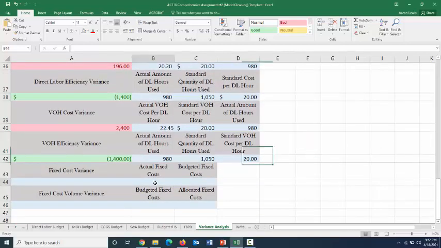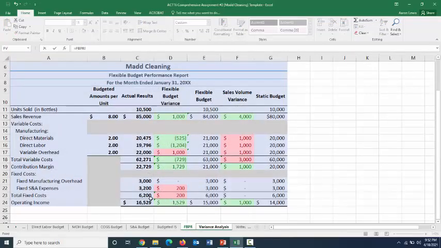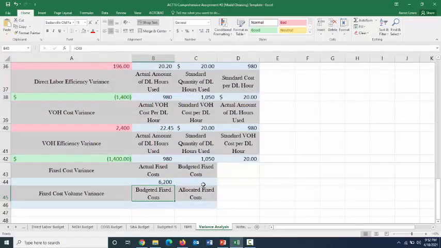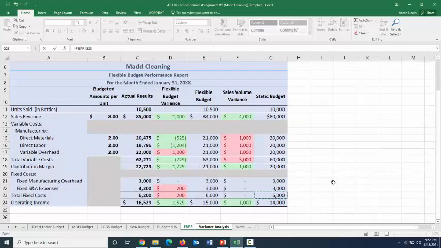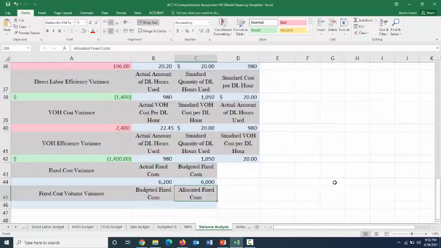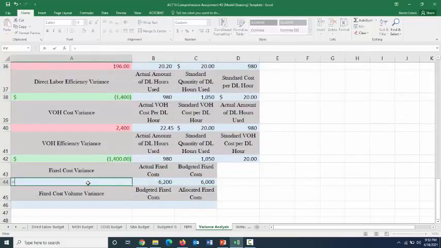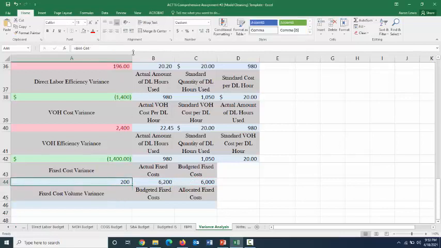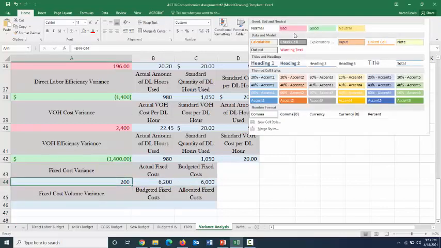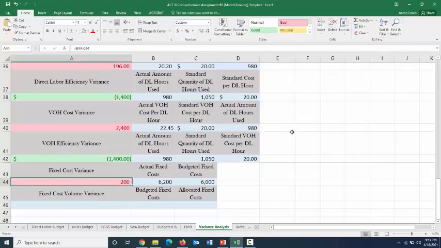What were our actual fixed costs during the period? We can go back to our flex budget performance report, and we see that our actual fixed costs for the period were $6,200. Well, what did we budget for? According to our flex budget performance report, we budgeted in our static budget originally to have $6,000 in fixed costs, which means we spent $200 more on fixed costs than we thought we were going to. And that is unfavorable for us. So we're going to make that bad.